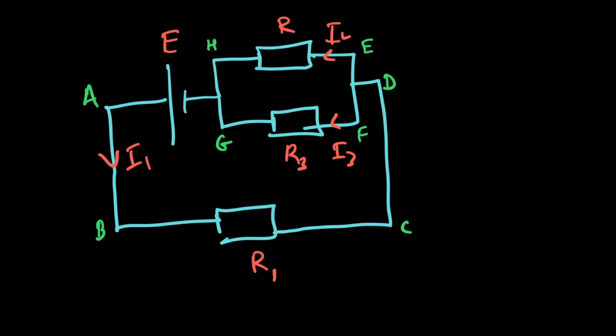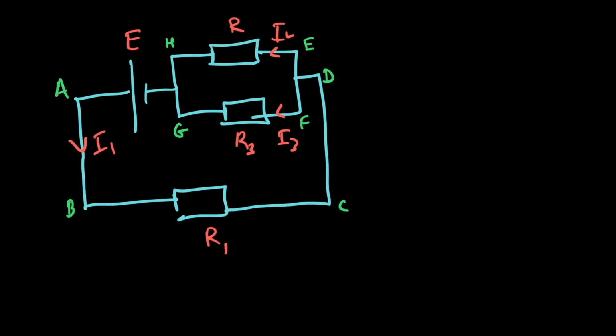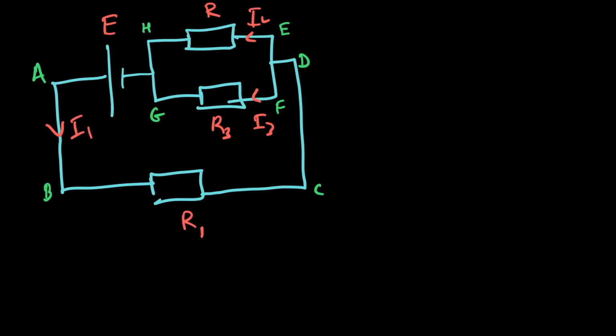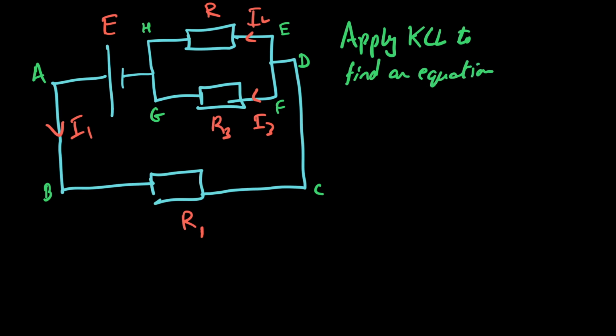Great. Well, that was the teacher in me for some time. All right, let's get back. So this is the question that they've given you, and now what they're telling you to do is they're saying that the first thing you do is apply KCL to find an equation relating I1, I2, I3.